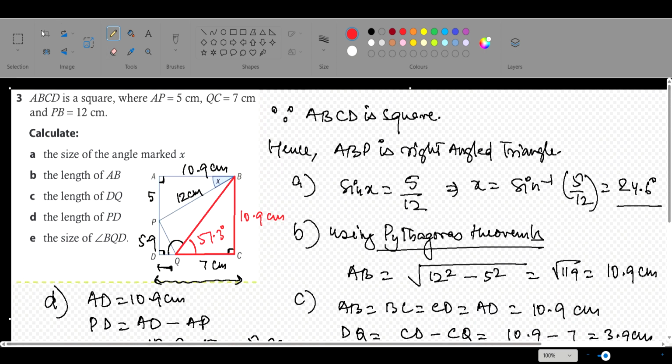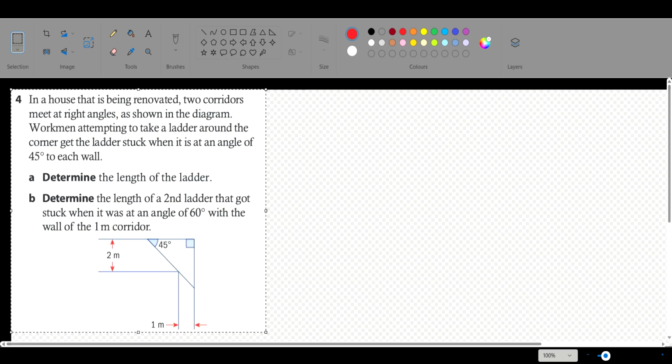All right, let's move to the next question. Question 4. Read the question very carefully. Try to get the information.